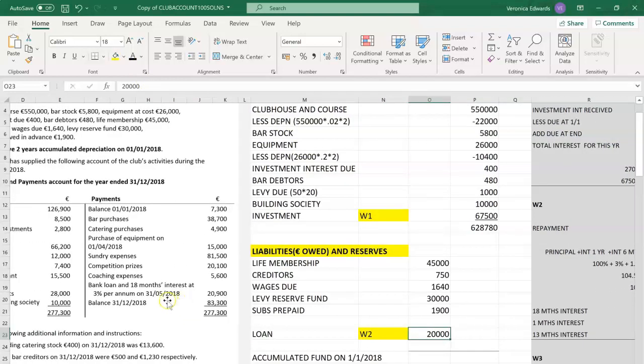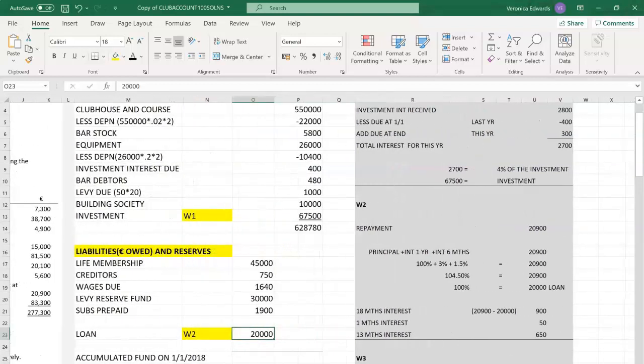So if we just have a look here for a minute, you repaid the interest, which we now know was 900 euros, on the 31st of May. So only 5 months of that 900 euros relates to 2018. And the rest of the months, 13 months, must have been due, or relate to 2017, and must have been due on the 1st of January. So of the 18 months interest, 13 months would have been due on the 1st of January, okay, 2018.